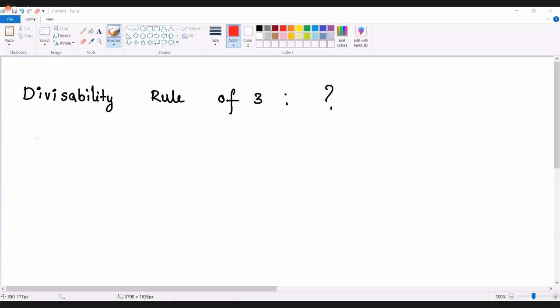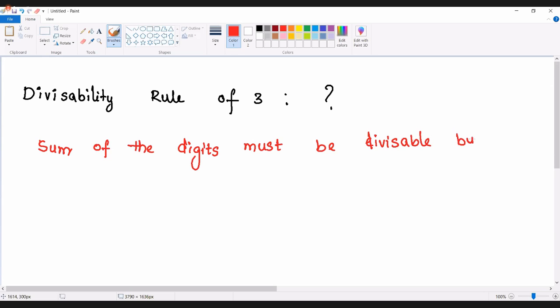So all of you very well know that the divisibility rule of 3 is nothing but the digital sum: the sum of the digits must be divisible by 3. You might have learned this in your school standard. Sum of the digits must be divisible by 3.